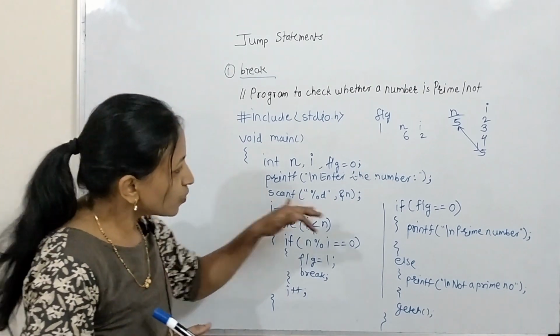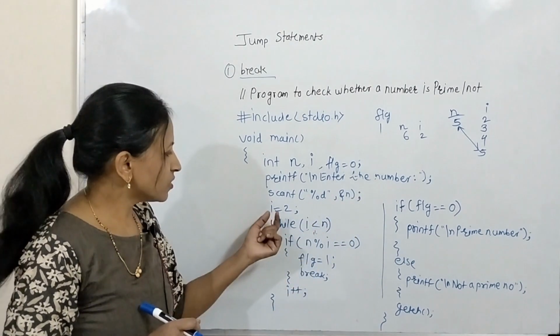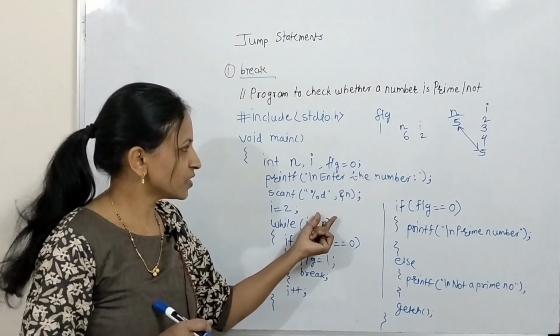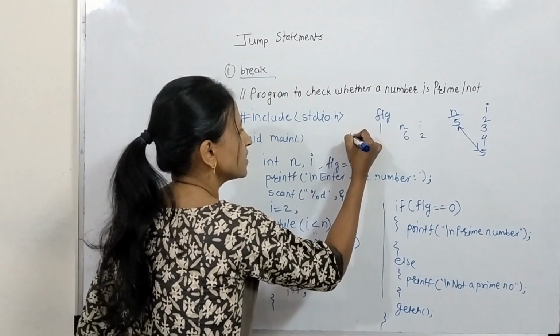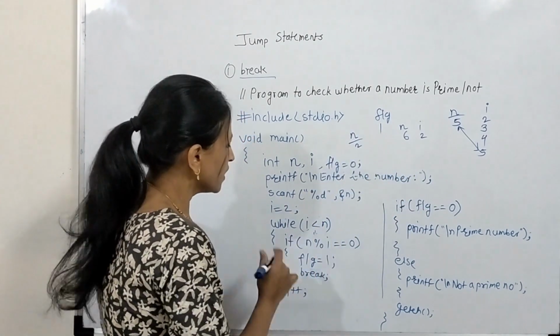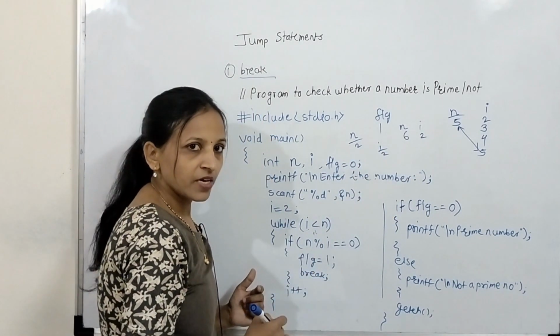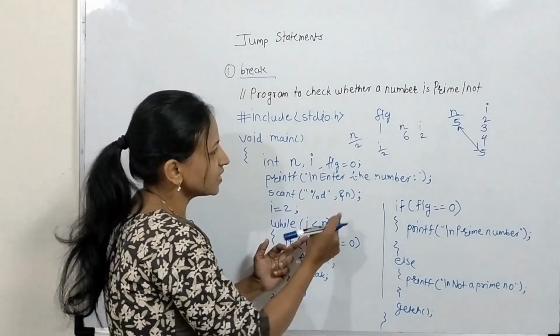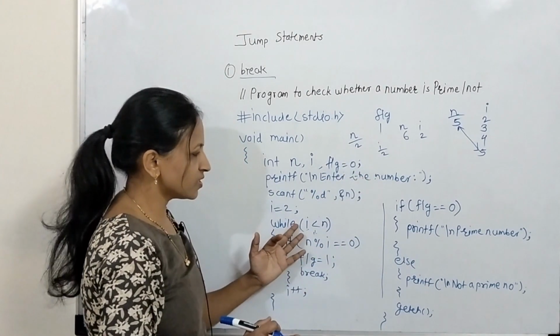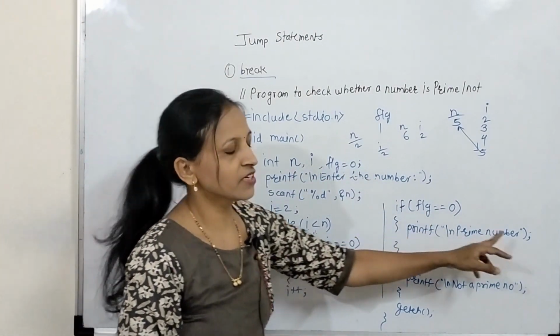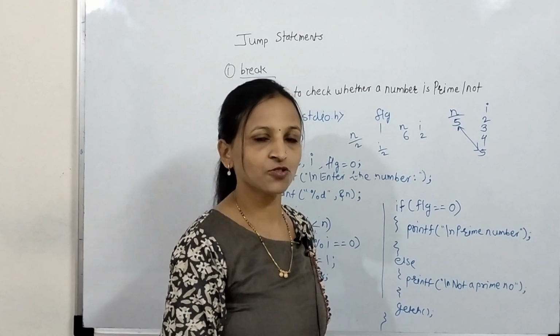Now see, for 2 also it will work properly. Suppose the number the user has entered is 2. In that case I will be 2. Now, I is less than n? No, it is false. Flag is 0. That's why it will display prime number. In that case also it will work fine.